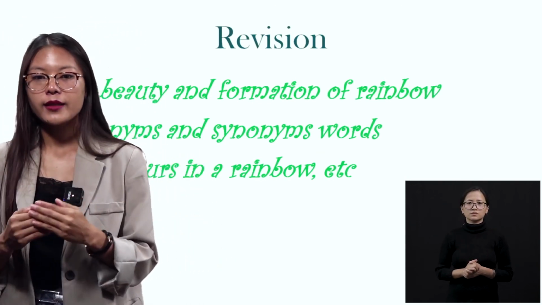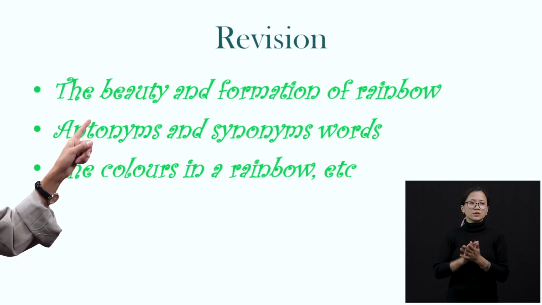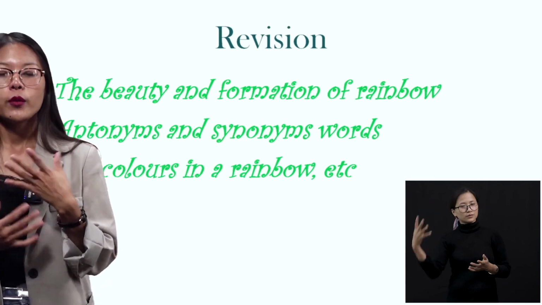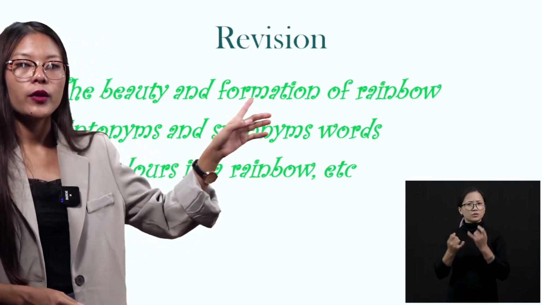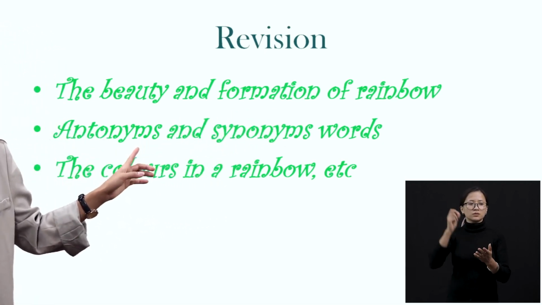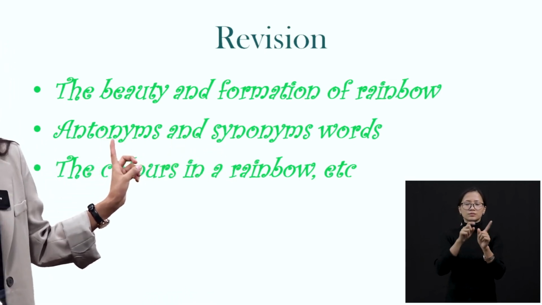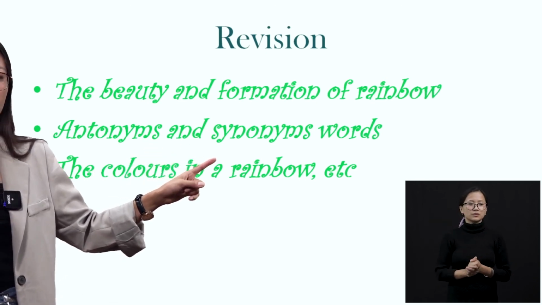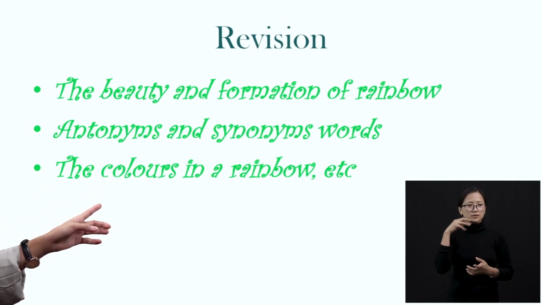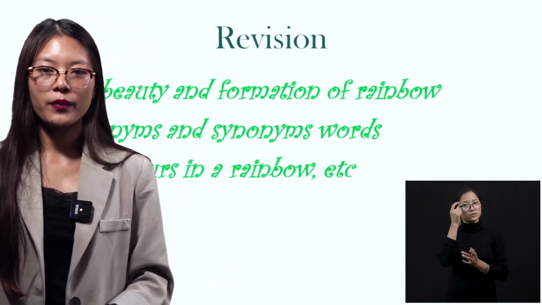Today we are at the end of today's class, and we'll go through a quick revision. We have learned the beauty and formation of the rainbow, the colors in the rainbow, and the beautiful poem about the rainbow. We have also learned antonyms and synonyms: antonyms are words that are opposite, whereas synonyms are words that are the same. We have learned many things today, so I hope you have all understood something, right?